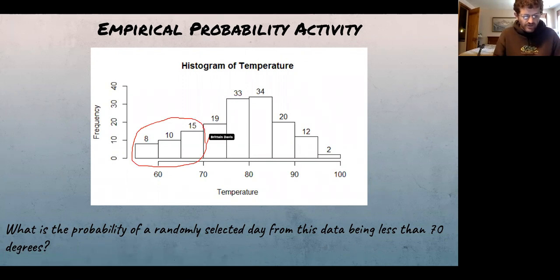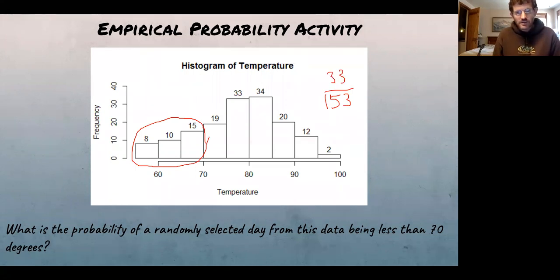So less than 70 degrees, we've got that many data points. We just need to figure out how many total data points there are. I believe the total, if you guys haven't gone through and added it up for yourself, I believe it's 153, and someone can confirm that if they'd like. But assuming this was a problem on a test, you would need to go through and calculate it, make sure you got the correct number of total data points. And now it's just that this collection of data, 8, 10, and 15, so it'd be 33 out of 153. Nothing super fancy.